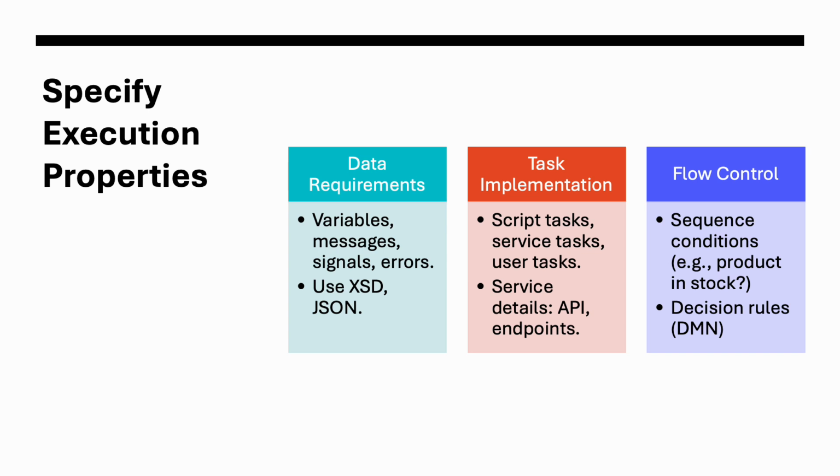User tasks also need details: who does them, how they're assigned, and how they appear in the system's interface. Lastly, for decision points, like deciding to ship a product or not, we need clear conditions.